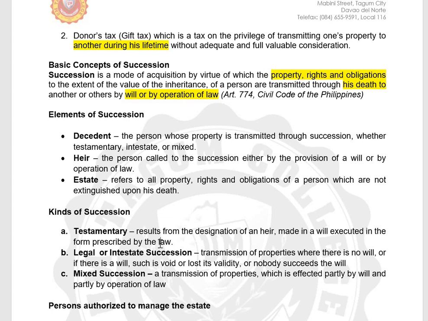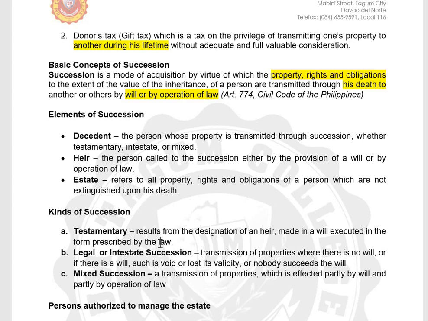Okay, for example, nag-prepare ng last will and testament si testator. Then of course, mas nauna pa namatay yung na-include sa last will and testament kay testator. So, yun nga, nobody succeeds the will. So, ang mangyari, ang i-follow is legal or intestate succession.